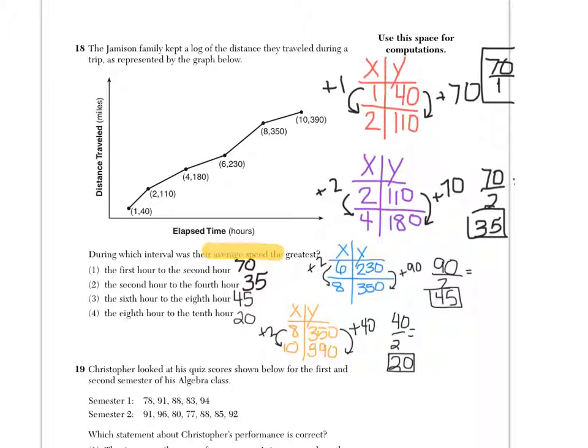So we're looking for the greatest value. That would be answer choice number 1. Notice how we found the change in the y and divided that by the change in the x values.